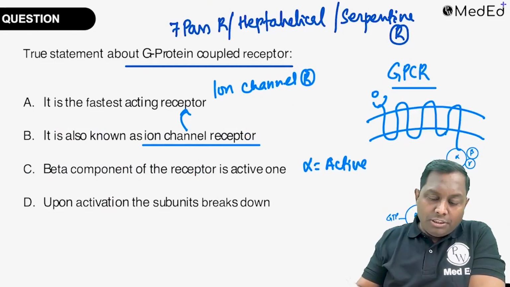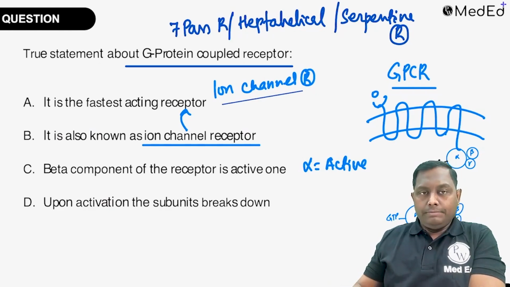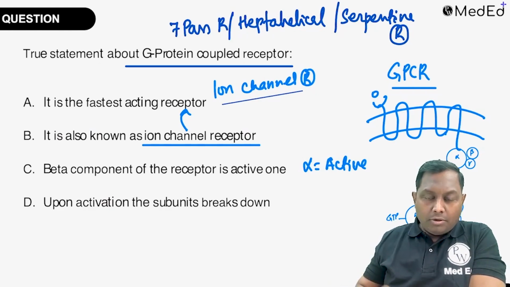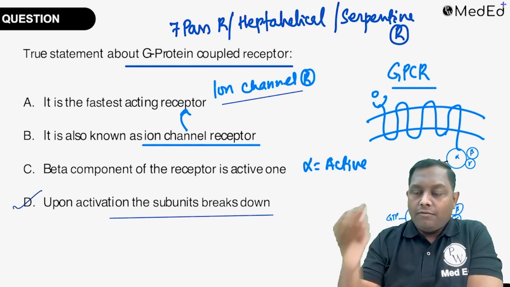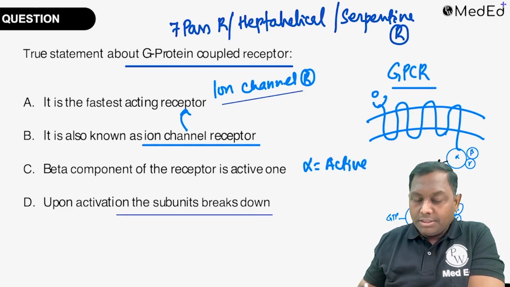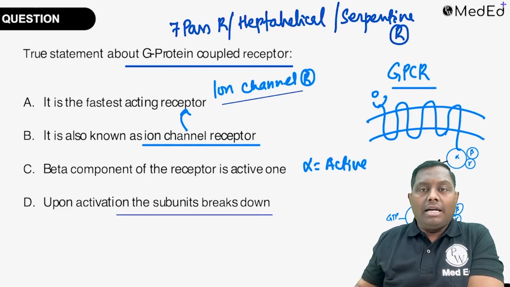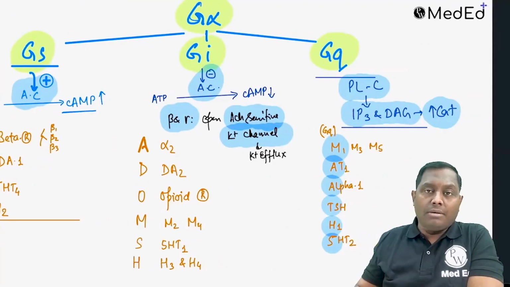Okay. Now the G protein's response is not the fastest. The fastest is the ion channel. Alpha is the active one. Upon activation, the subunit breaks down into alpha and beta gamma. Alpha is the one that gets separated from beta and gamma, and then alpha does its activity by stimulating adenylate cyclase, inhibiting adenylate cyclase, or by increasing the phospholipase C activity.